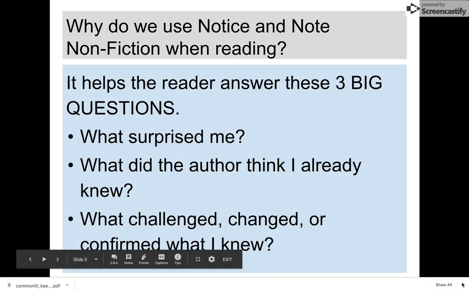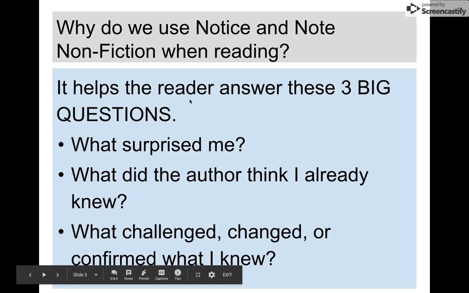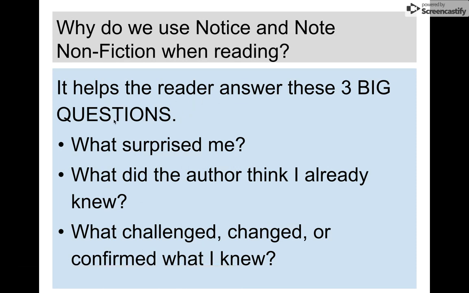Okay. How do we use notice and note nonfiction when reading, or why do we do that? Well, it helps the reader to answer these 3 big questions. And again, you can put this in your notes. The questions are, what surprised me about the text? Why did the author think I already knew? What challenged, changed, or confirmed what I knew? Again, write this in your notes, and you can always pause the presentation while you write.